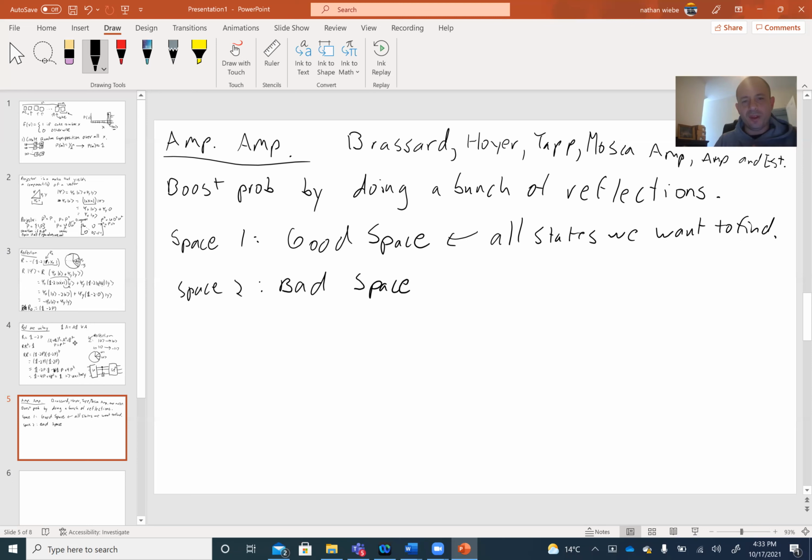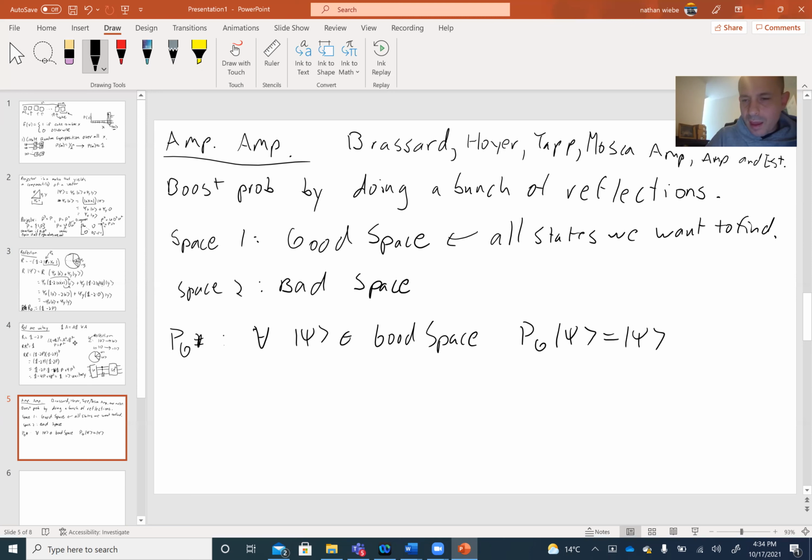In order to carry this out, I'm going to define two distinct projections. First, a projection onto the good space, PG, such that for all psi in the good space, PG acting on psi equals psi. And for all psi in bad, PG acting on psi is equal to 0.